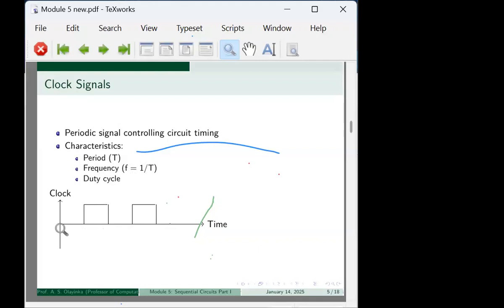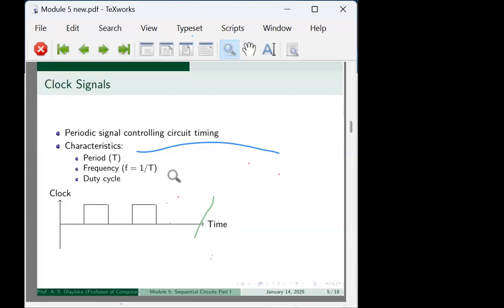The time taken, as you can see, from here to here will be 10 seconds, okay? So if I need to calculate the frequency of this clock signal, F is equal to 1 over 10. And that will give me 0.1.